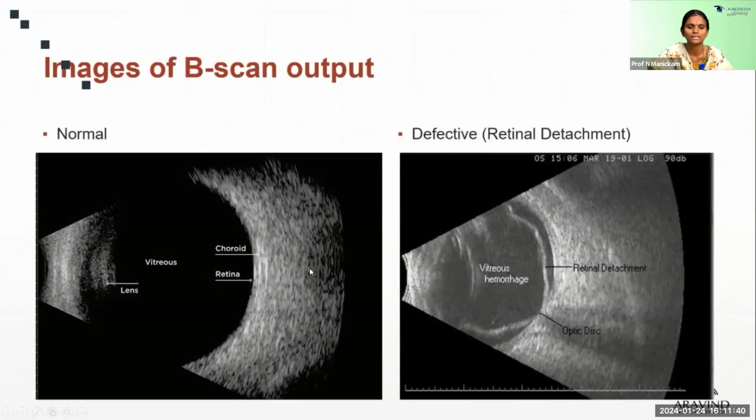So next, this is the output of B scan. The first one is the normal patient output. The second one is a defective one, showing retinal detachment.